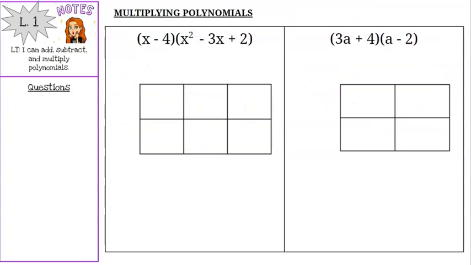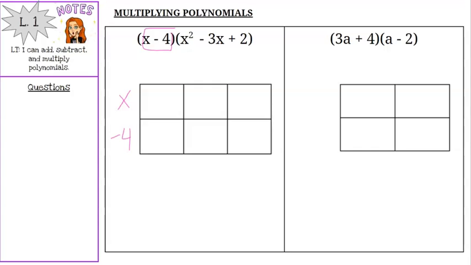Multiplying polynomials. Now when we multiply polynomials, we're just applying the distributive property multiple times because we have multiple terms. So what I like to use is the box method, which we make a box that fits the number of terms that we have. So we have x minus 4. So that's our two terms. So I'm going to put it on the two sides. So we have x and then minus 4.